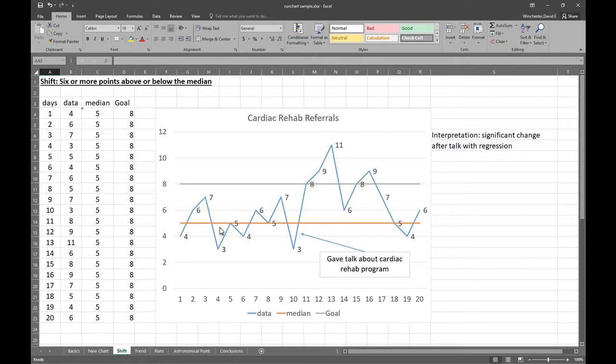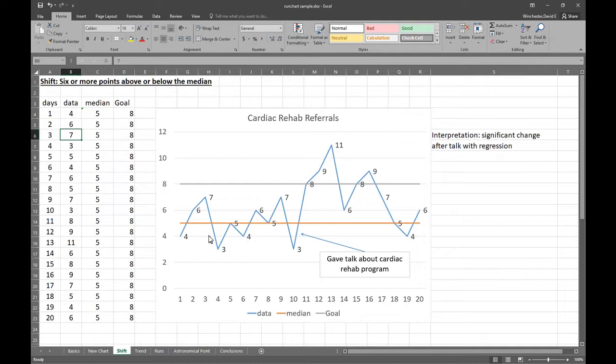What was going on here is we were getting 4 referrals per week, 6 referrals per week, and so on and so forth, and we wanted to increase referrals to our program. So we went out and did a talk and spoke to all of our referring providers and said, hey, we have this great program, here are the benefits, I hope you will send patients to our program. Then we tracked referrals to see if that talk made any difference in our referral patterns. What we were hoping for is a goal of 8 per week, so that's why I've added this little goal line here.